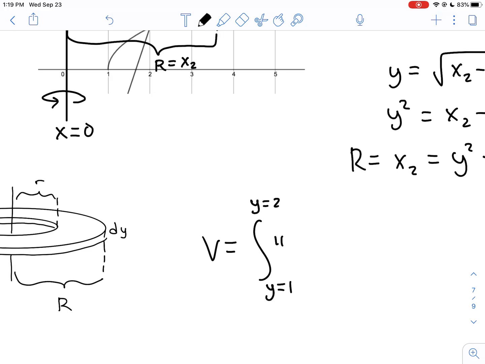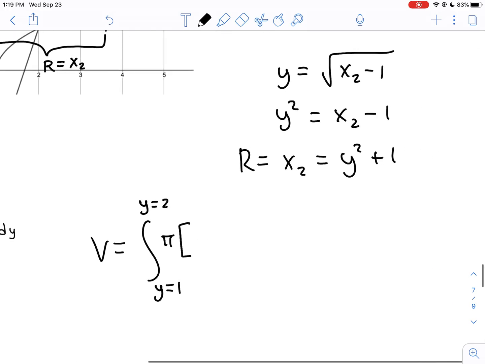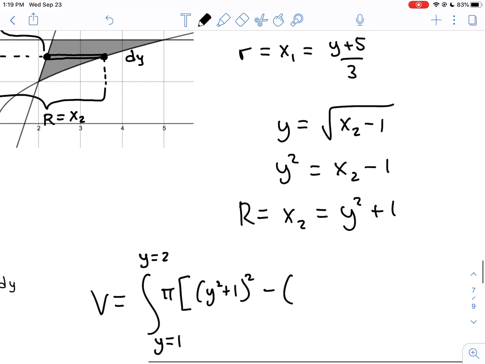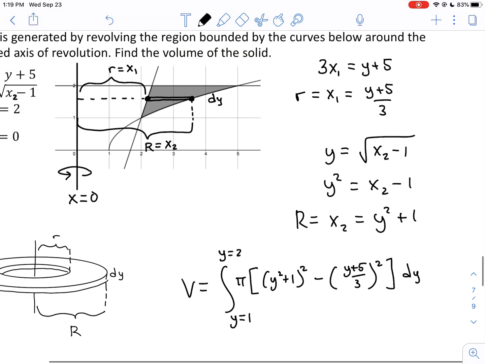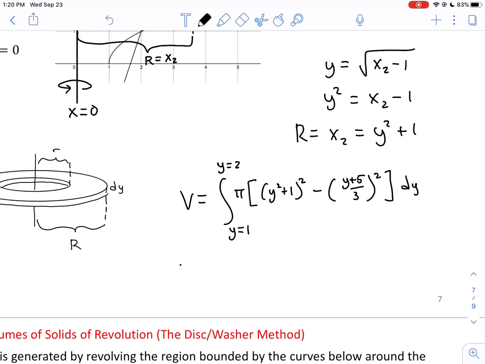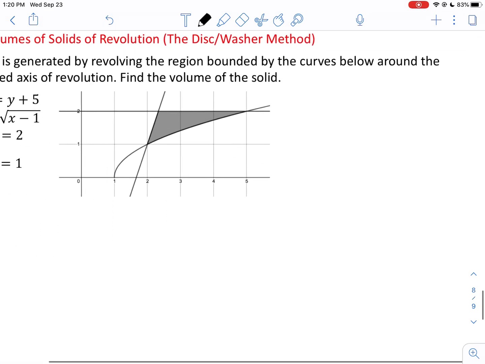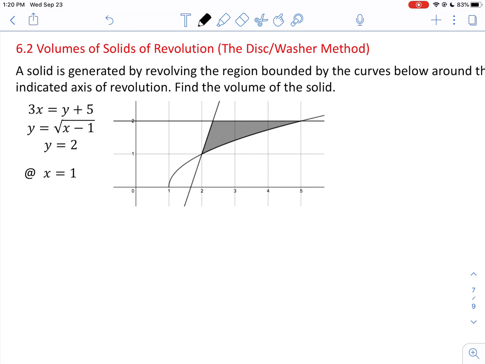We do pi, brackets, we do big R squared. So big R is y squared plus 1, and that needs to be squared, minus little r. Little r is (y plus 5) all over 3, and that needs to be squared, and the brackets, and then dy. And everything here is in terms of y. You're going to get a volume of about 22.503 cubic units.